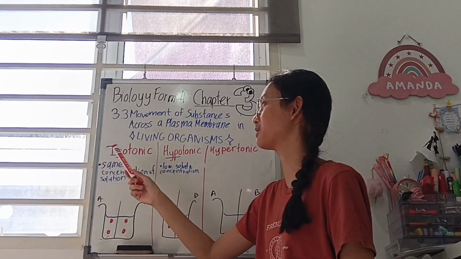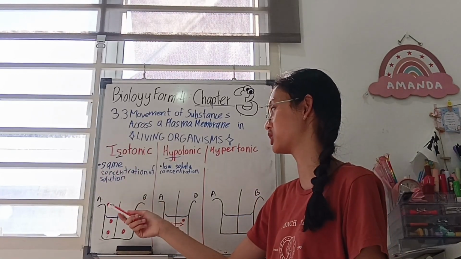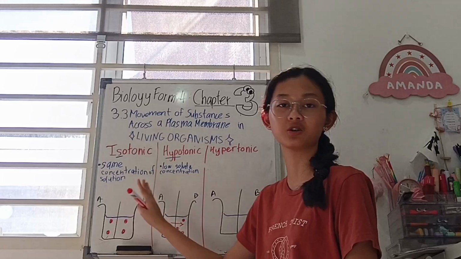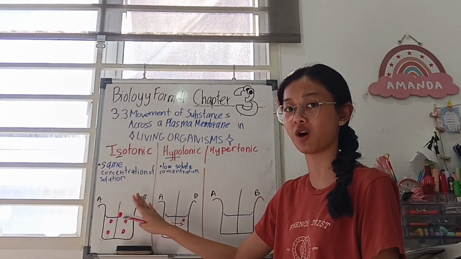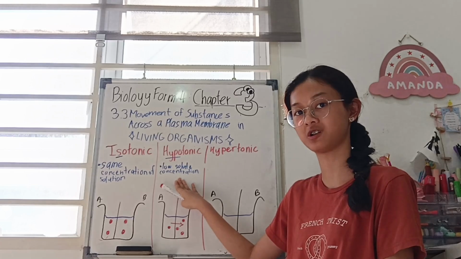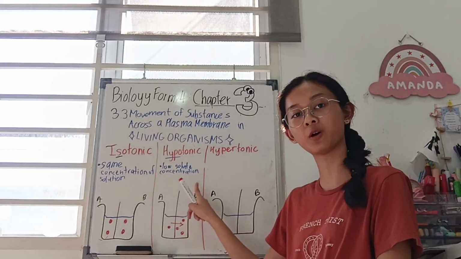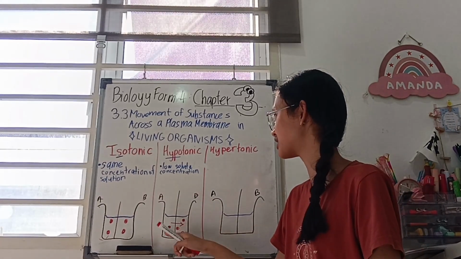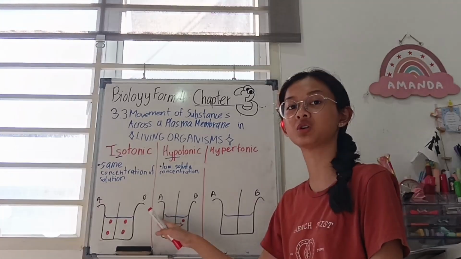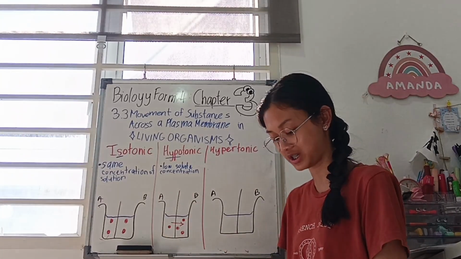So isotonic means same concentration of solution. That means A and B have the same concentration, so they don't have to move. The water doesn't need to move. But hypotonic means low solute concentration. A is hypotonic to B because A has a lower solute concentration than B. So the water will go to B through osmosis.